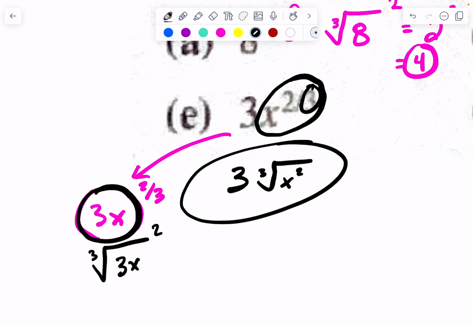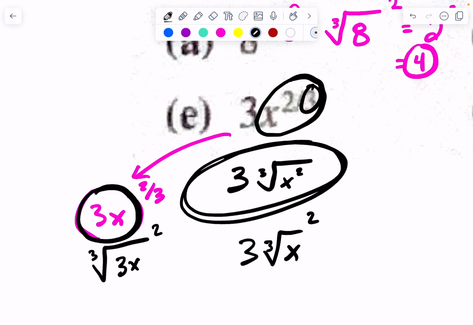Okay, we can't do any more simplifying than that because we don't know what x is, right? You could write it like the cubic root of x squared like this, but if I'm going to leave it, a lot of times I will leave the exponent on the inside of the radical. Okay, that'll make it a little bit nicer.